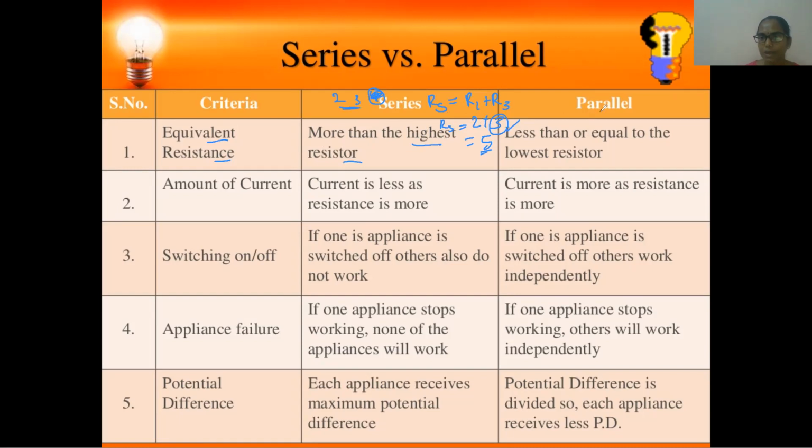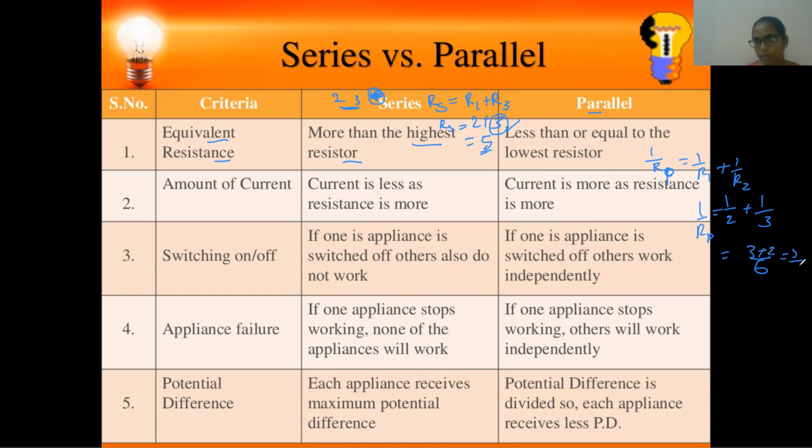And in case of parallel, suppose the same 2 resistors I want to connect in parallel. So parallel means 1 by RP equals 1 by R1 plus 1 by R2. Let us take 2 and 3 only connected in parallel, so 1 by 2 plus 1 by 3 will come. Okay, you will take the LCM. If you take the LCM, what will happen? 2 times 3 is 6, 3 plus 2.